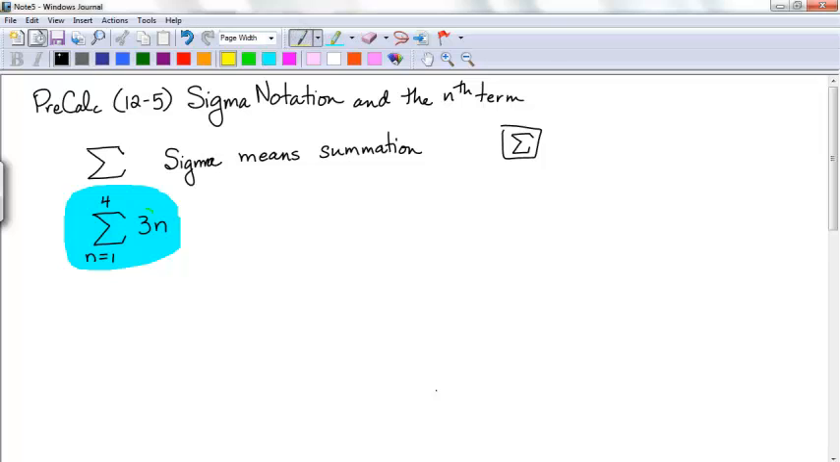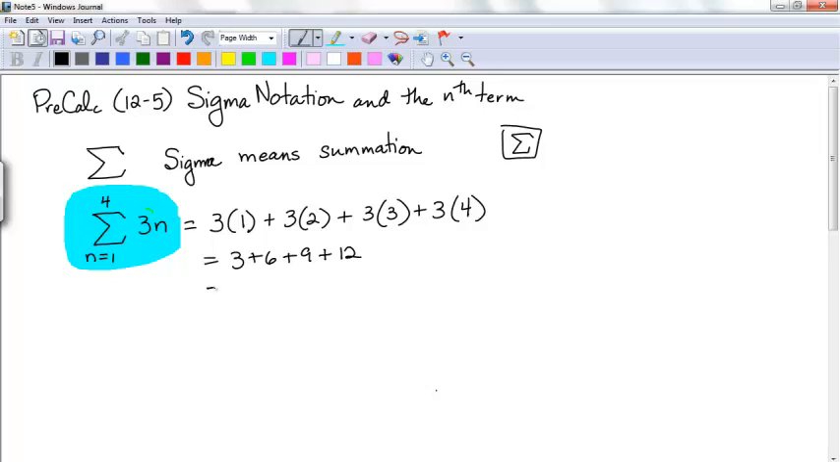written in sigma notation. If you want to simplify that, you start substituting in that bottom number, 3 times 1, plus 3 times 2, plus 3 times 3, and then you stop when you get to that top number, 3 times 4. Then you'd simplify that out, 3 plus 6 plus 9 plus 12, and if you add that together, the sum of that should equal 30. That's writing it out in what they call expanded form.